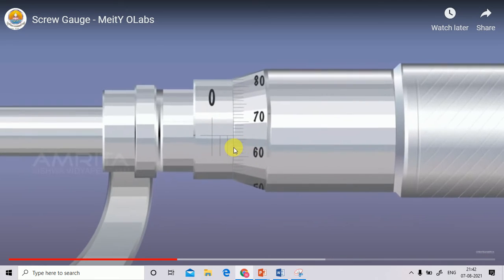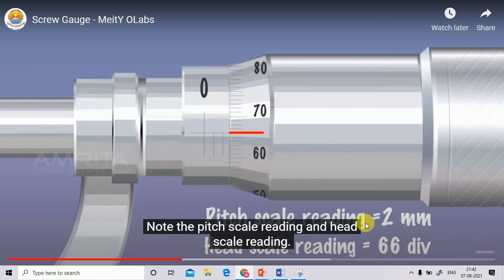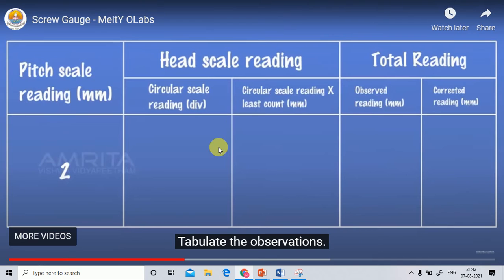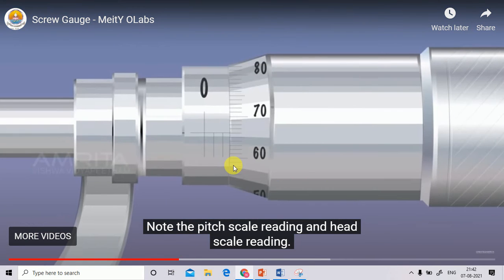It is showing 0, 1 and 2, so 2 millimeters. And this gives the circular scale reading. I will show you back. This gives the circular scale reading, which is 60, 65, 66. So let us go through the tabular form of this measurement.